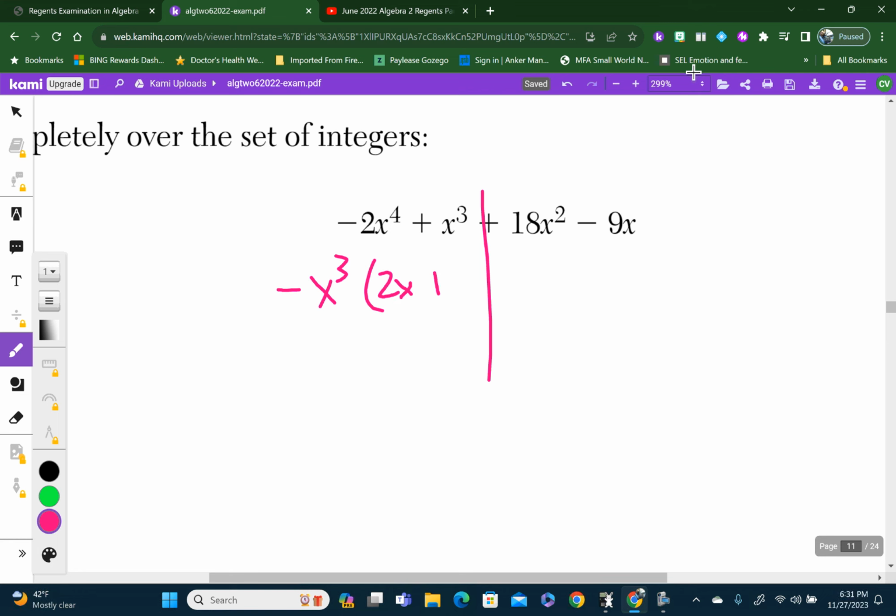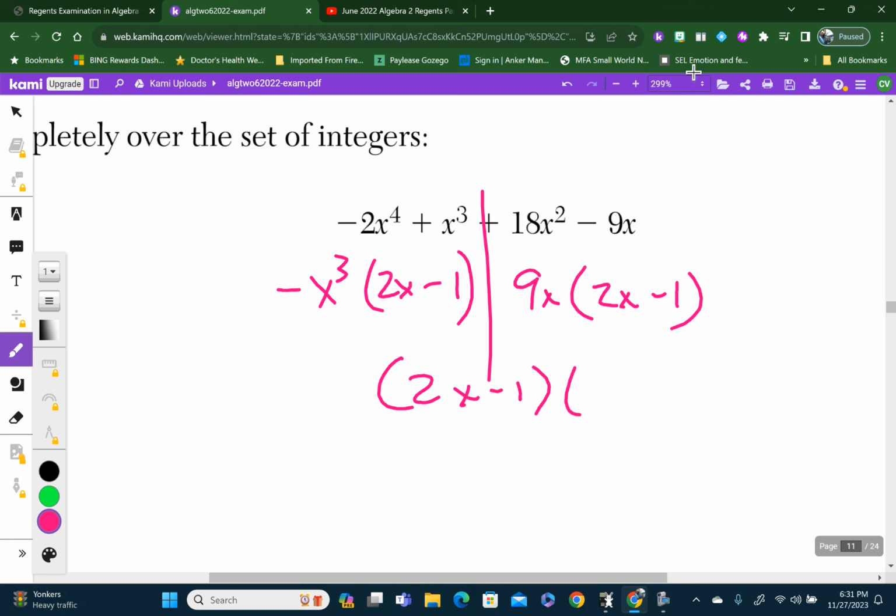This is going to be a minus 1. And I'm going to do the same thing here, right? 9 comes out, x comes out, and I'm going to have 2x minus 1. My dog is losing her mind. And now I see a 2x minus 1 and a 2x minus 1. So I'm going to write that down once and write down the thing that's left over, right?